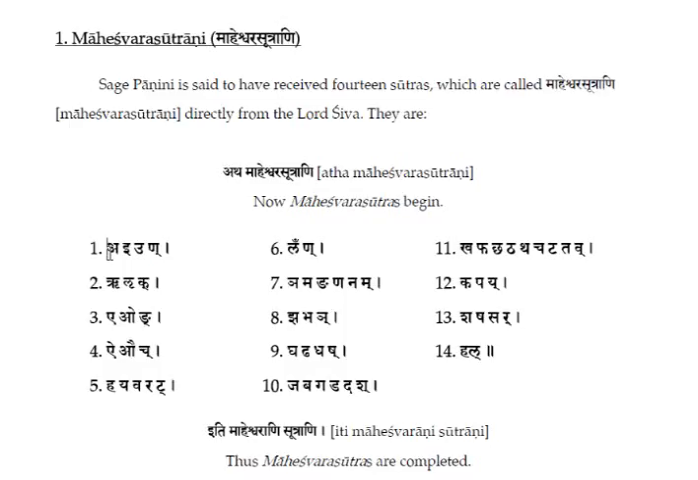A, I, U, N. R, L, K. E, O, N G. A I, A U, C. Haya varat. Lan. Nyamangana nam. Jhabhanj. Ghadhadhash. Jabagadadash. Khaphachhathathacatatav. Kapai. Shashasar. Hal. Iti Maheshwarani Sutrani.